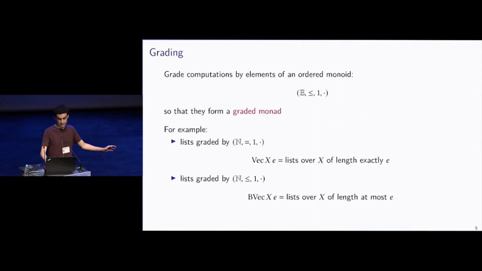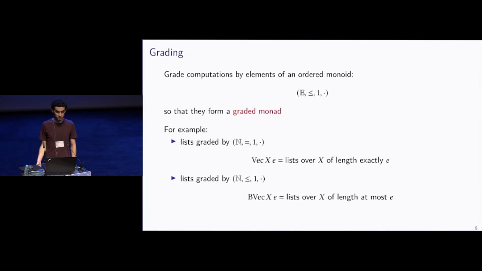But there is also an existing solution to this, which is to kind of grade the computations in some sense. So I won't actually give you the full definition of graded monad at any point in the talk, but hopefully this will give you enough of an idea of what they are. So here are two examples. We can say something like, I have this graded monad, which is graded by natural numbers. So here E is a natural number. And a computation of grade E is a list whose length is exactly E.